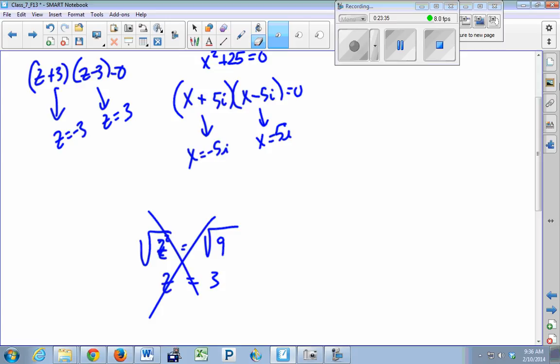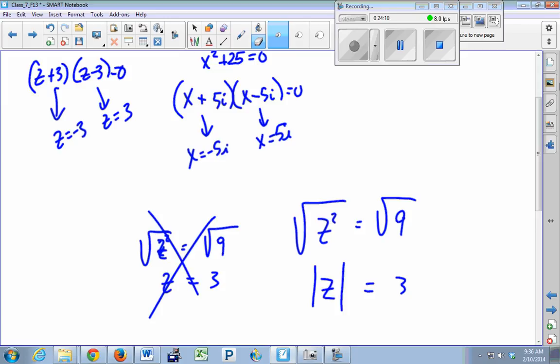The right-hand side's correct. When you use the square root symbol, it asks to give the positive square root only. Only the positive square root. So the positive square root of 9 is 3. I agree with that. You're okay on that. We don't know right now whether z is a positive number or a negative number. The square root of z squared is not z. The square root of z squared is the absolute value of z.